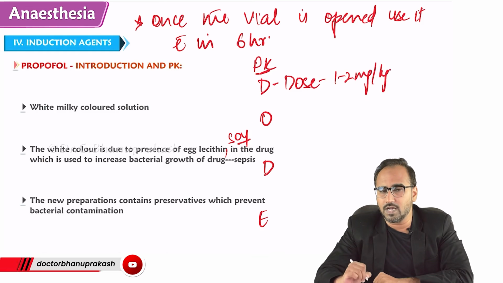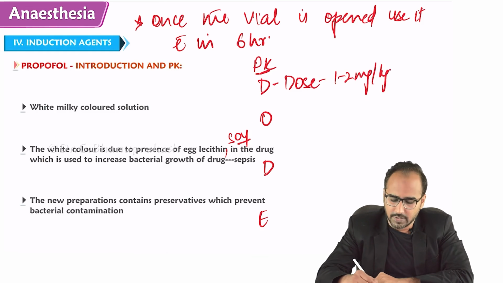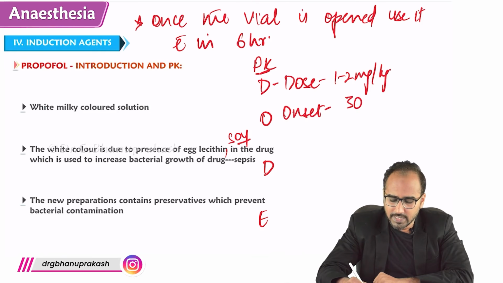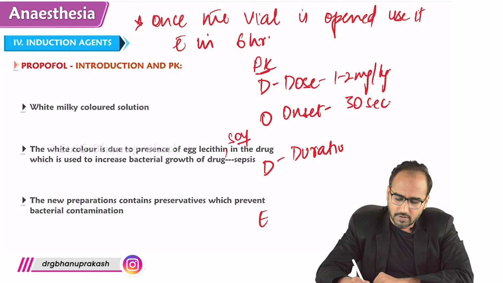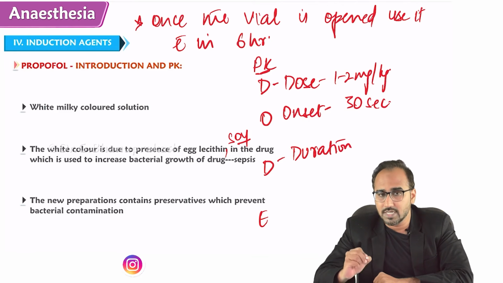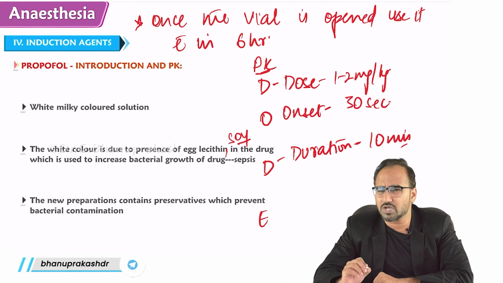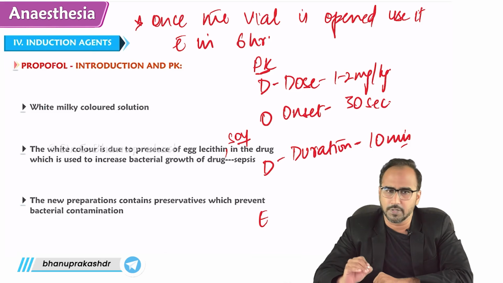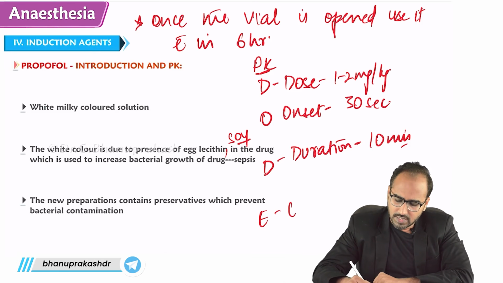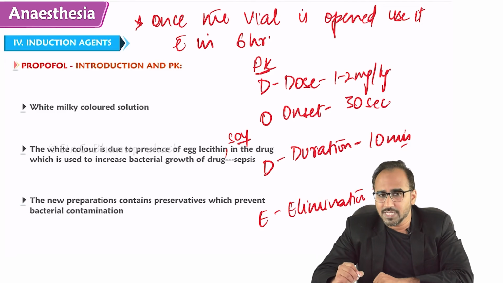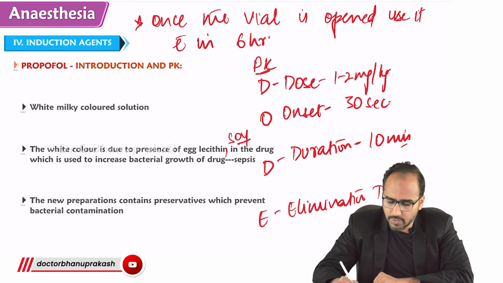After giving this Propofol, within how many seconds will the patient become unconscious? That will be the onset. Onset of Propofol is 30 seconds. D is duration. For how much time will the patient be unconscious? The patient will be unconscious for 10 minutes. Almost all IV induction agents have the same duration, 10 minutes. E is elimination T half of Propofol. The elimination T half of Propofol is 10.4 hours.